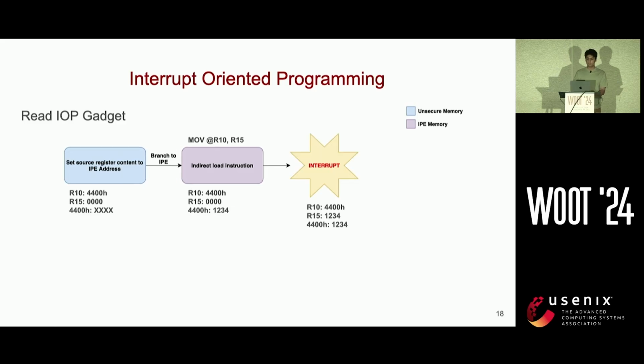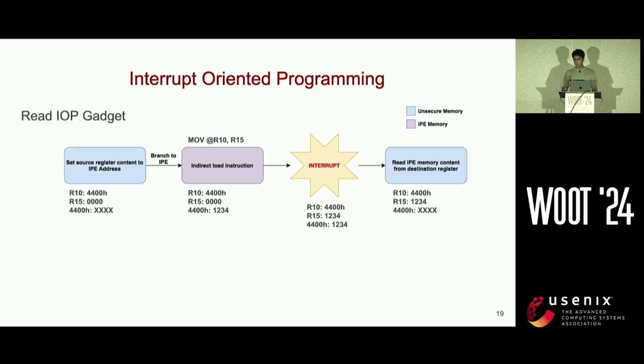Once the indirect load instruction completes execution, the adversary interrupts the CPU to exit the IP zone and pass the execution control to the malicious interrupt handler, which resides in the unsecure world. Finally, the adversary can read the IP protected indirect load instruction's destination register from the register file thanks to vulnerability 1, that is unsanitized context switches.